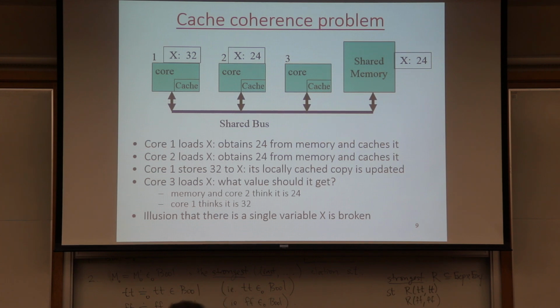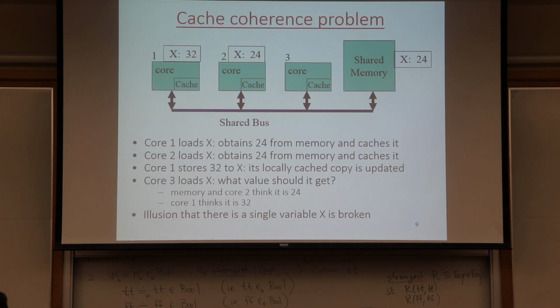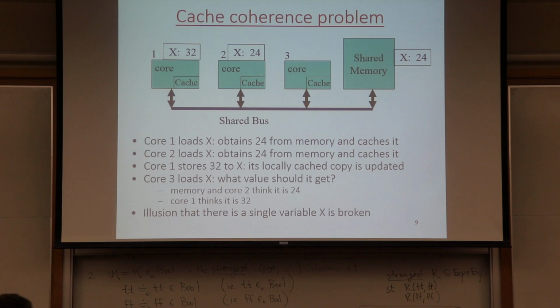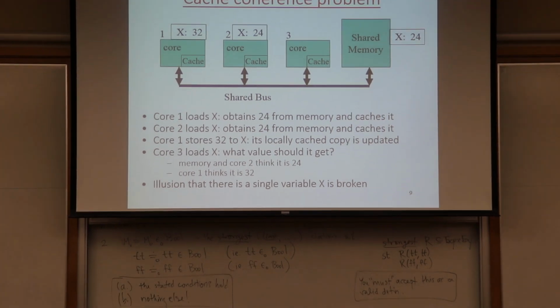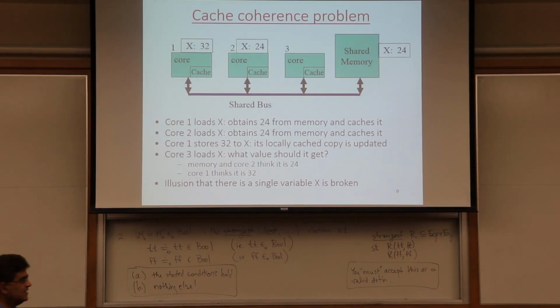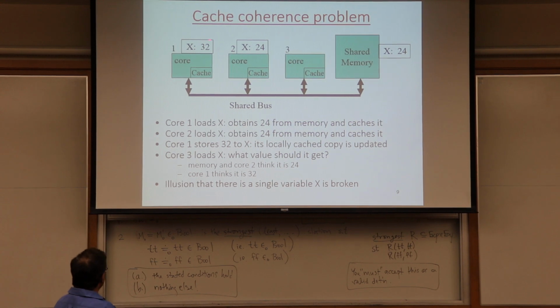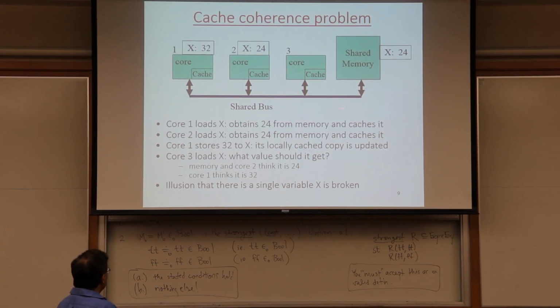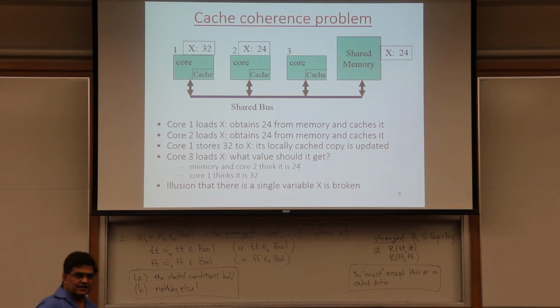Okay, question. So once core 1 updates the value of x, it will push the value into the shared memory, right? Because it's writing the value of x. Okay, that depends upon whether you have a write back or a write through cache. So if you have a write through cache, which is what you're talking about, anytime a core updates a cache line, it also does a bus cycle and updates it in memory.